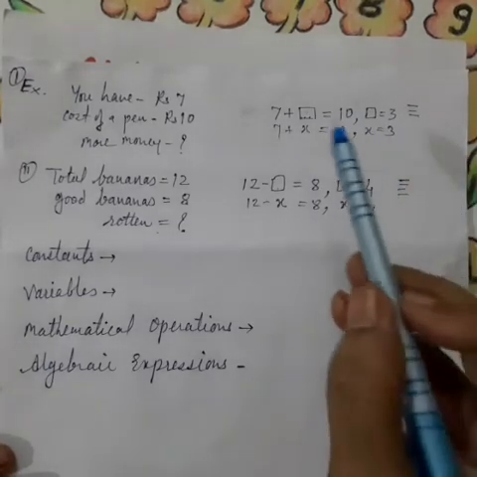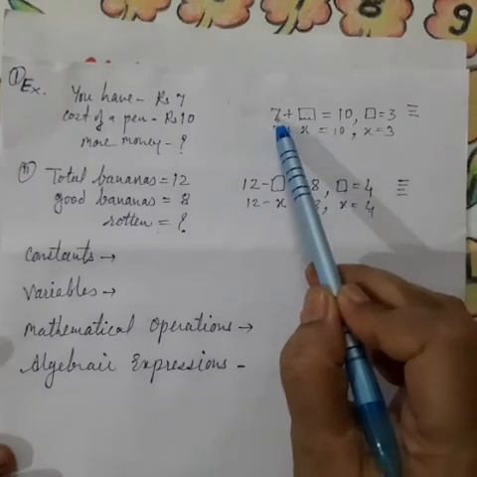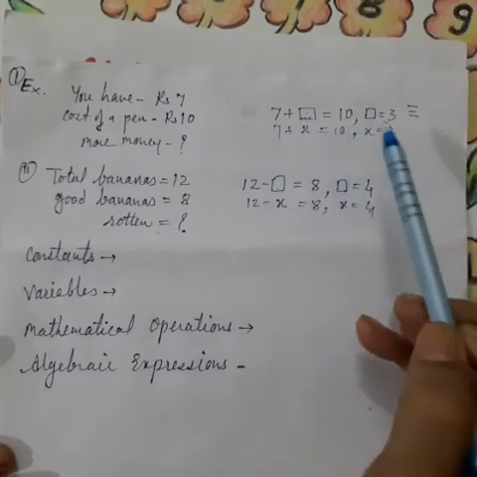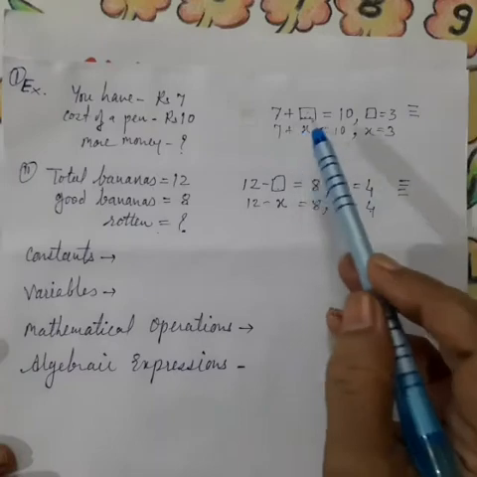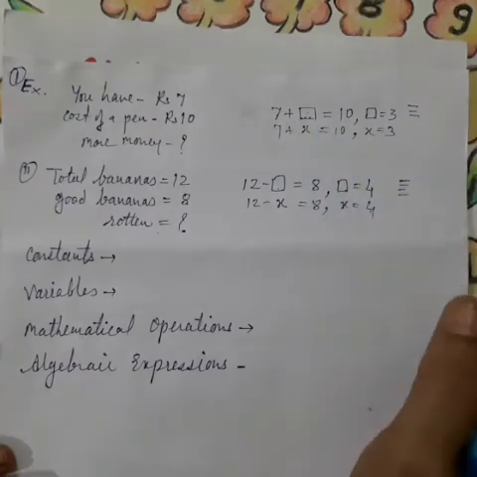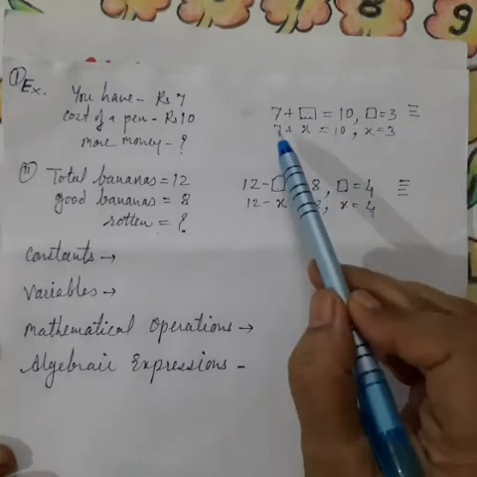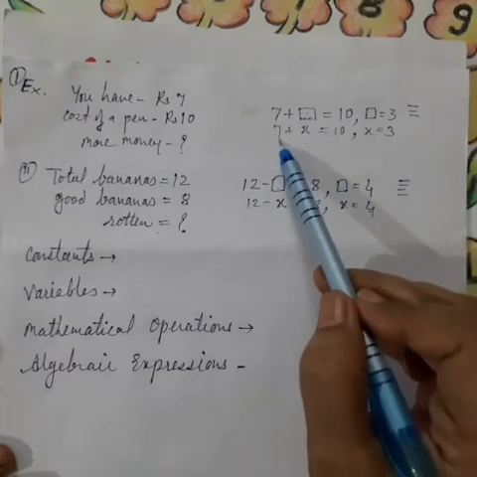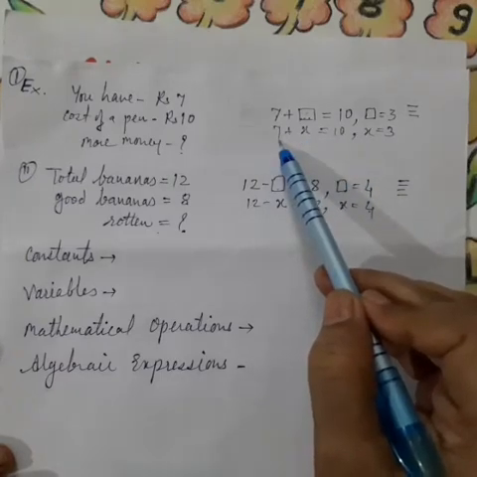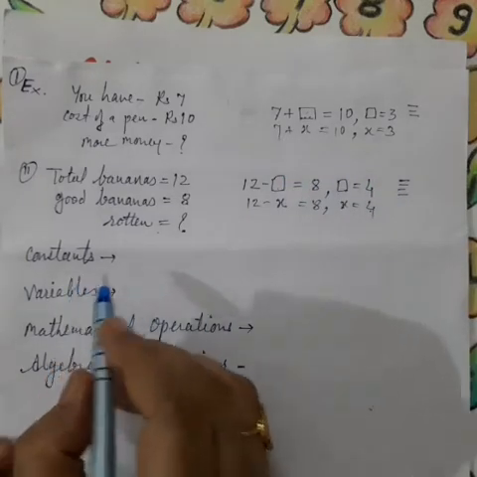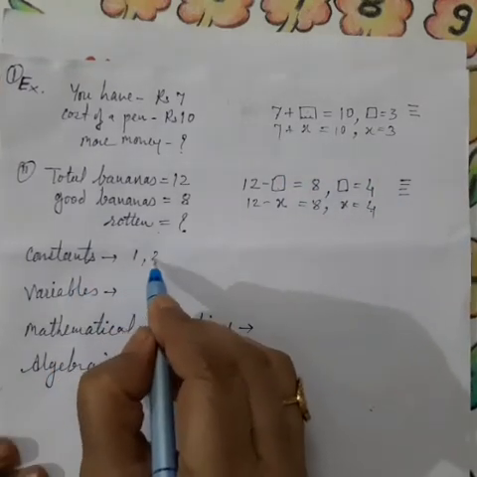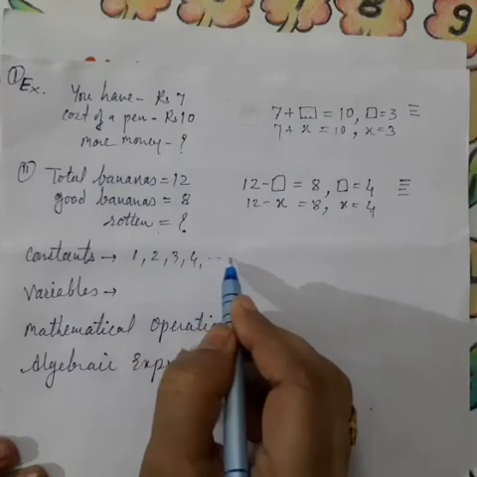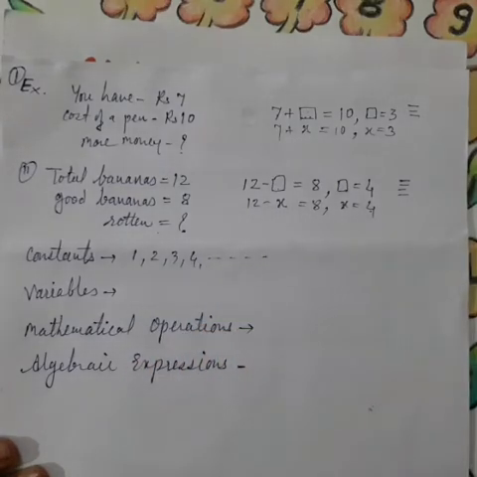Now one more thing you see here. The values of these symbols 7, 10, 3 are fixed. We can't write 7 as 10 or 10 as 7. So these symbols which have fixed values are called constants. 1, 2, 3, 4 and so many numbers have their fixed values, so they are called constants.